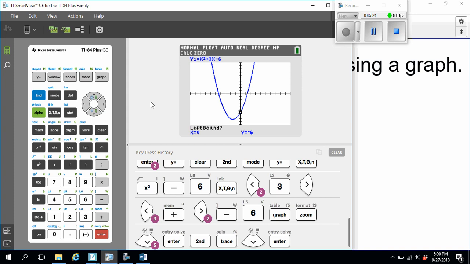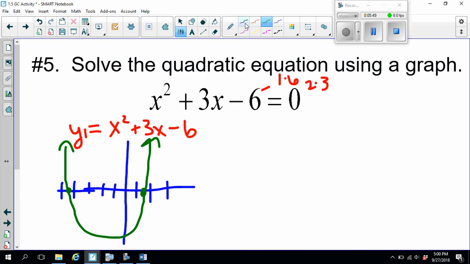Now just like when we did min and max, it's going to ask you for left bound and right bound. Now this is going to be different because you're finding 2 different solutions. So let's maybe talk about this x-intercept on our left-hand side. Let's talk about what left bound, and right bound, what those really mean. So I'm going to go back to our sketch and kind of talk about that.